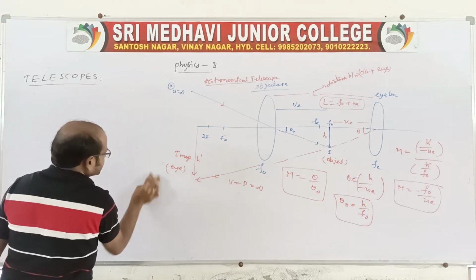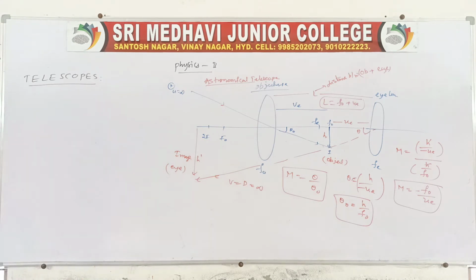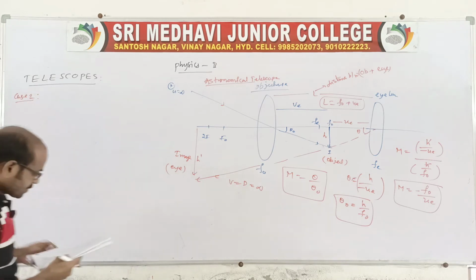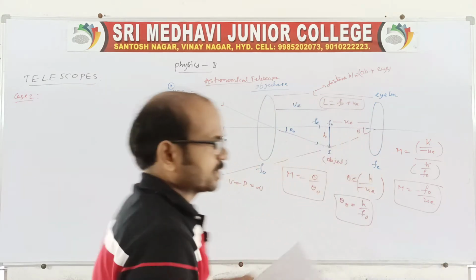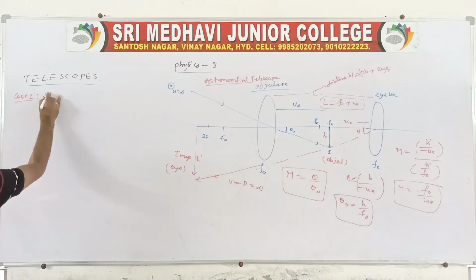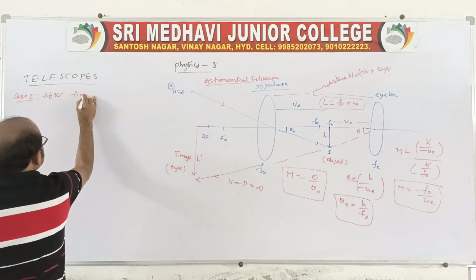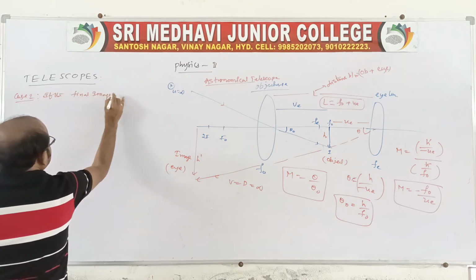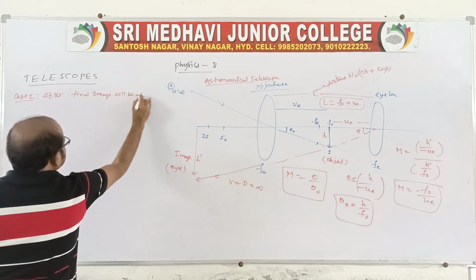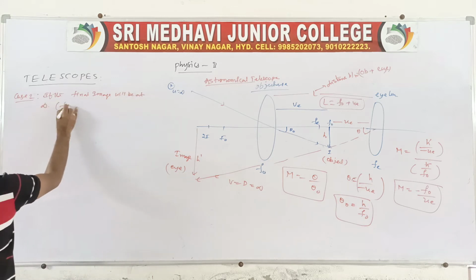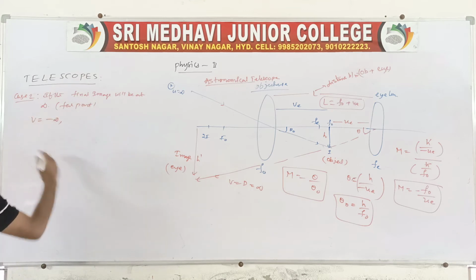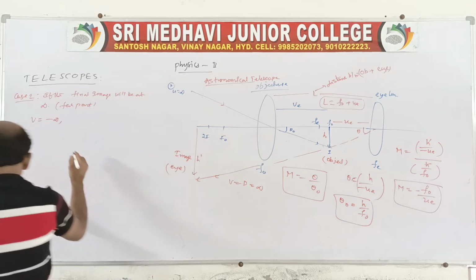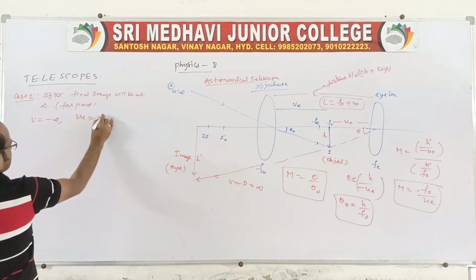Suppose I want to tell you the first case. Case 1: if the final image is at infinity, that we can say far point. The image is forming at the far point. So v is equal to minus infinity, because it is measured opposite, and u is equal to minus ue.